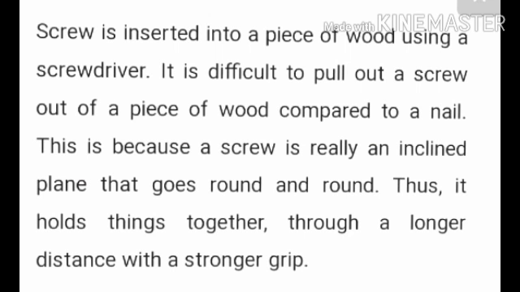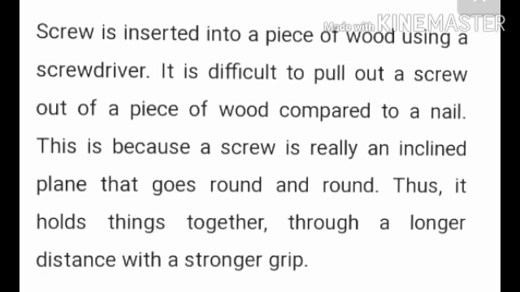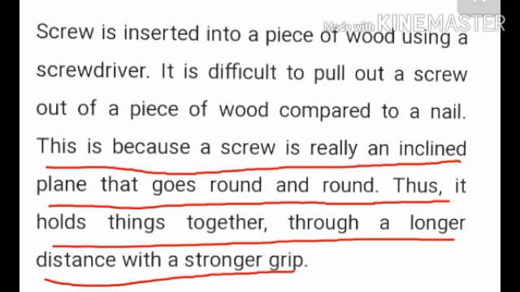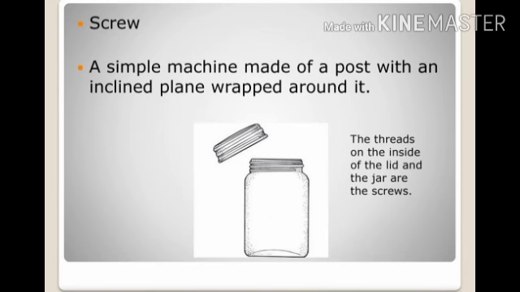A screw is inserted into a piece of wood using a screwdriver. It is difficult to pull a screw out of a piece of wood compared to a nail. This is because a screw is really an inclined plane that goes round and thus it holds things together through a longer distance with a stronger grip. A jar lid is another example of a screw.